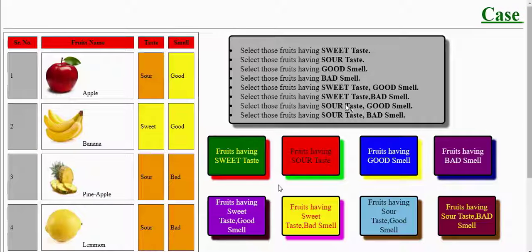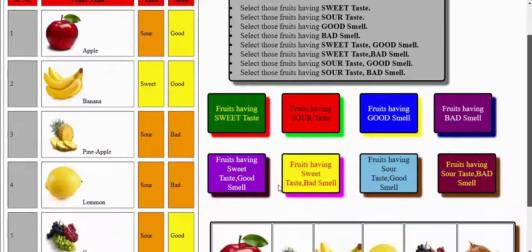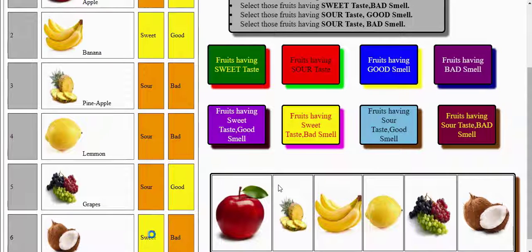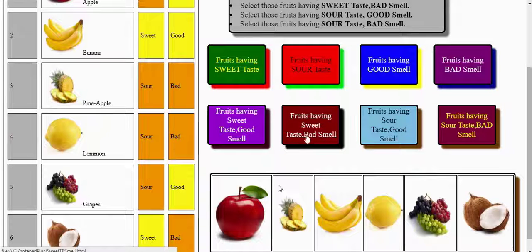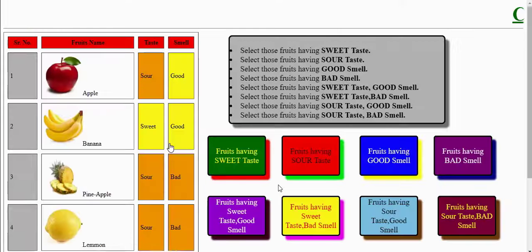Next is sweet taste, bad smell. Sweet taste, which smell is bad now? So for this we have coconut. It smells bad. Yeah, the answer is coconut. According to this we did the sentimental analysis of the fruit.